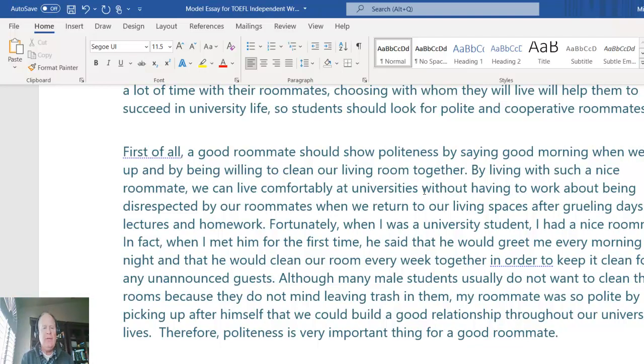Okay, so these are some changes I would make in this particular paragraph. So you can see a lot of the changes are to help you create some longer type sentences, right?